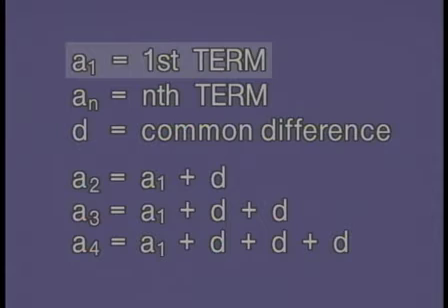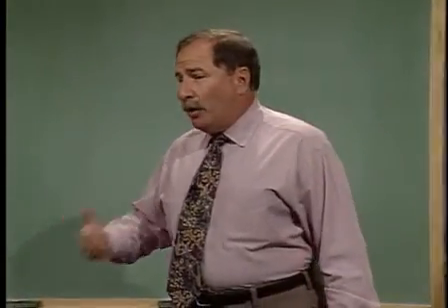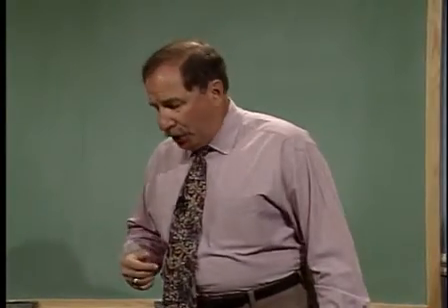The first A is A1, the second A is A2, etc. So A1 is the first term. Very, very important, because as we saw in recursive functions, if we know the first term and we have a rule, we can get the second term. Same idea here. It's very, very important to know the first term.